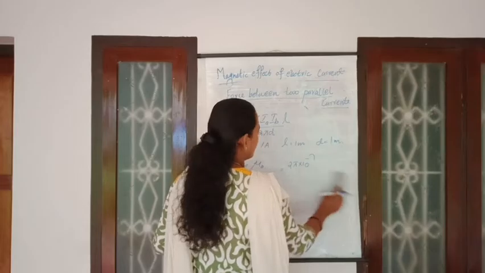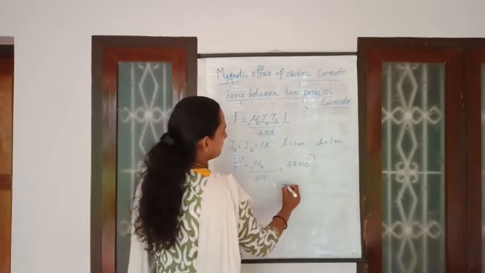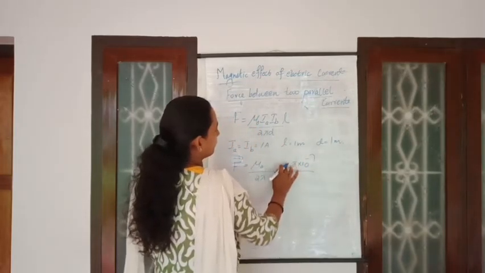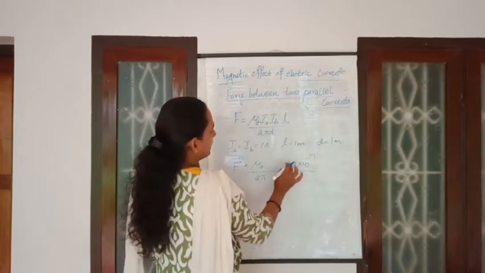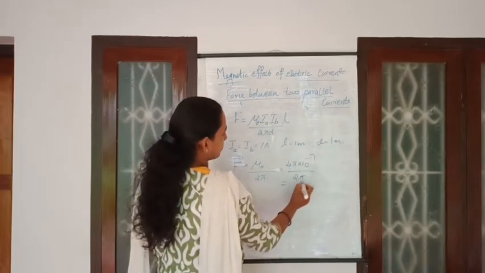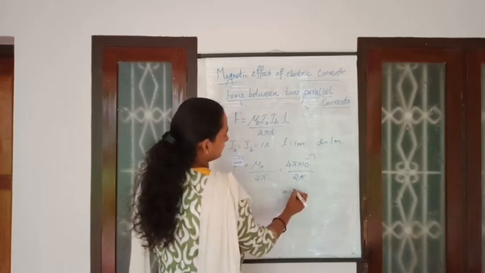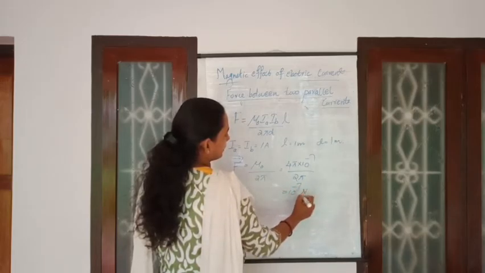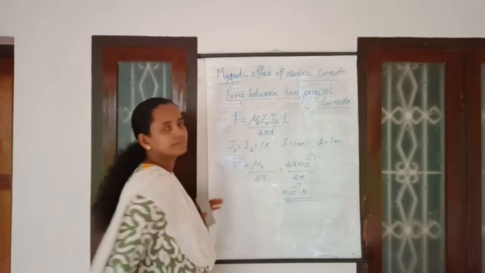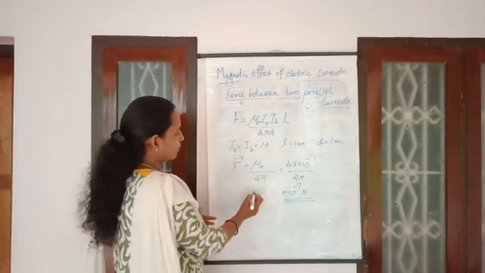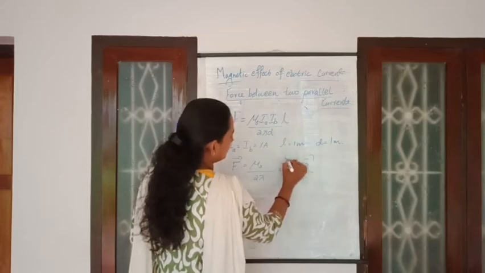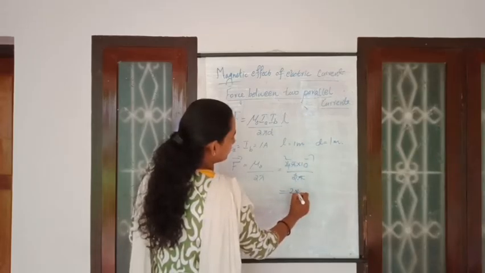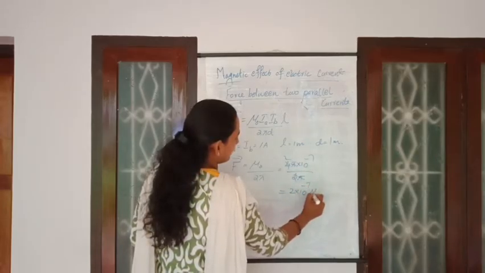That's not it. So how much does it become? This is 4 pi, 4 pi into 10 raised to minus 7. Mu 0 is 4 pi into 10 raised to minus 7, divided by 2 pi. Therefore, it will come as 10 raised to minus 7 Newton. So, 2 into... 2 and 2, pi and pi cancel, therefore it becomes 2 into 10 raised to minus 7 Newton.